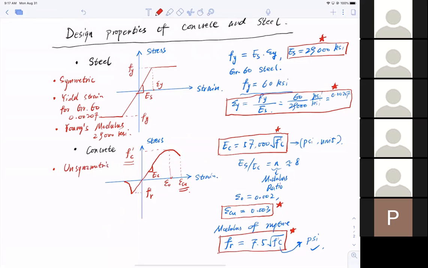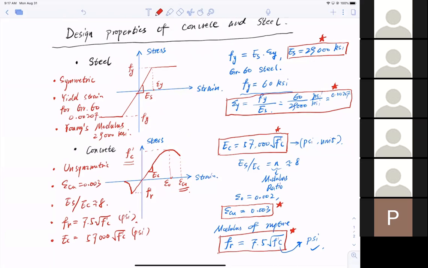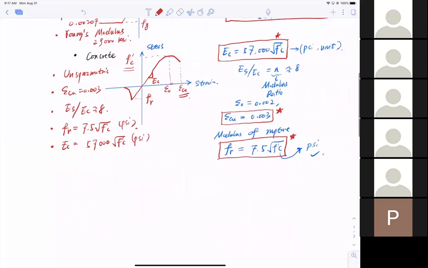Failure strain epsilon cu is 0.003. Steel versus concrete modulus ratio is roughly equal to 8 times. And the modulus of rupture is 7.5 square root of f'c. If I want to add one more, Ec equals 57,000 square root of f'c, unit psi. Got it? So these are the basic design properties for steel and for concrete.